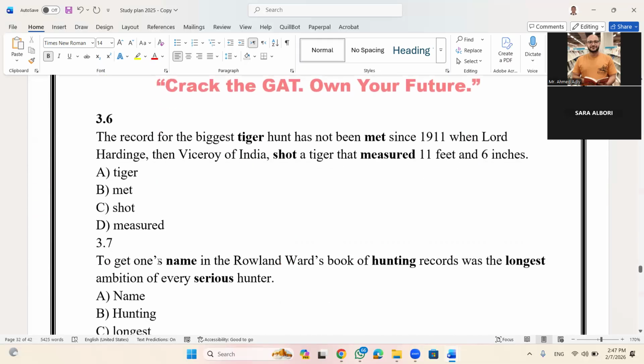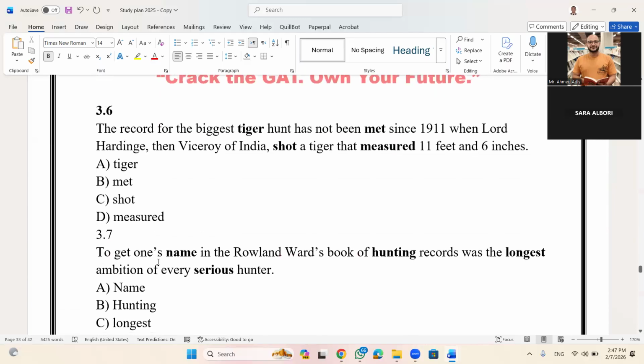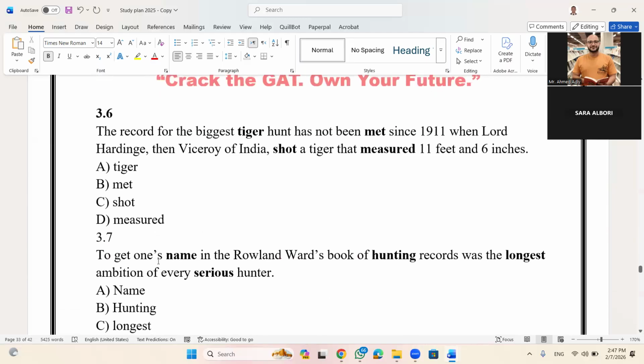Question number 6. If you would like to read silently, if it's better for you. The record for the biggest tiger hunt has not been met since 1911, when Lord Hardinge, then Viceroy of India, shot a tiger that measured 11 feet and 6 inches. Perfect. So what is it about?